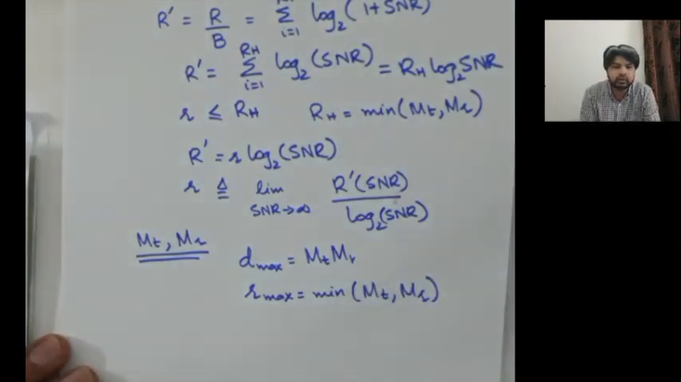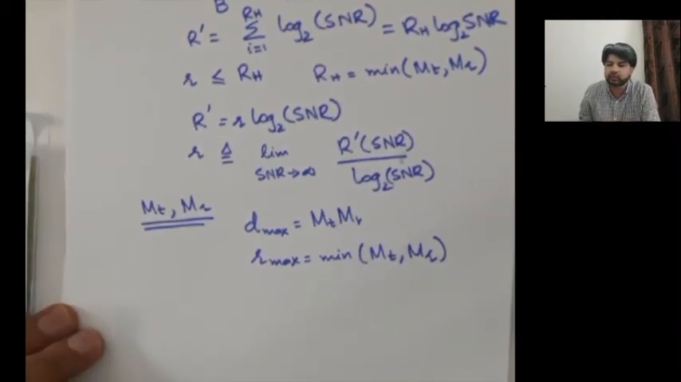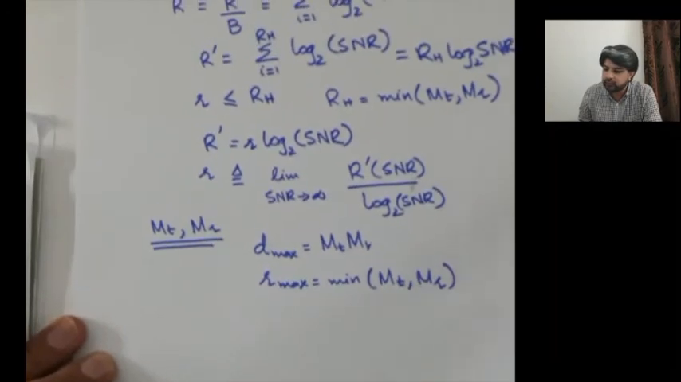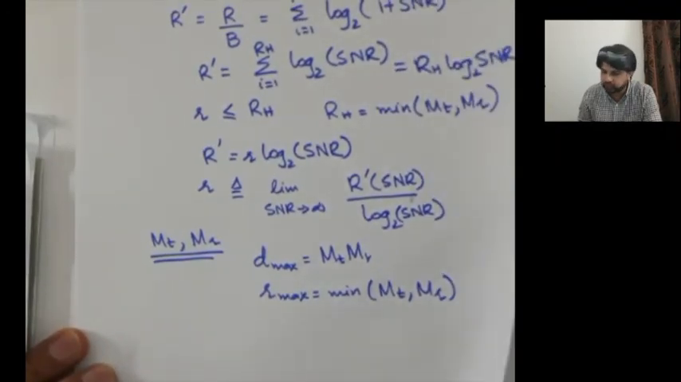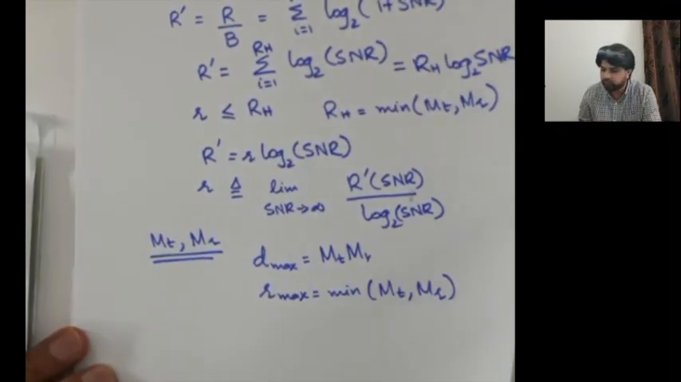Can you have a situation in between? Can you use a few of these dimensions for creating parallel channels and the others for diversity? And that is the classic diversity multiplexing trade-off that was studied by Zheng and Tse in the classic paper in 2003. So let's talk about the diversity multiplexing trade-off.